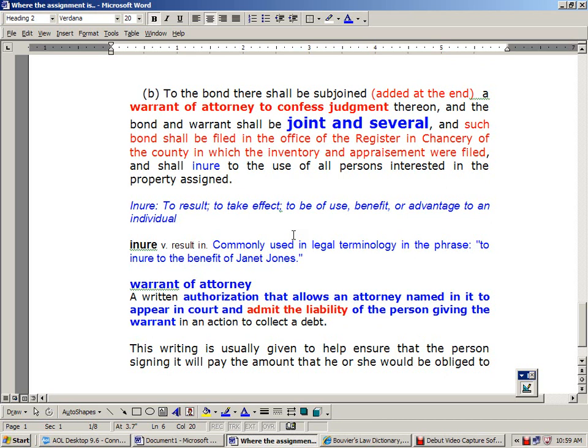So, clerk, I accept your oath, bind you to it, remind you you have a fiduciary duty to me. I ask you not to be a concealer, and I extend you my sovereign immunity. I'd like to know where B is. Well, what's B? "To the bond there shall be subjoined, added at the end, a warrant of attorney to confess judgment thereon, and the bond and warrant shall be joint and several." I'd like to see that bond. It has something to do with this deed of trust. I'd like to see that file too if they're in different files.